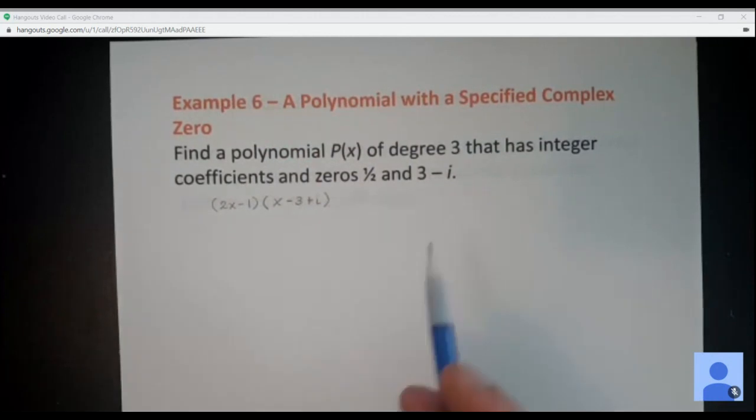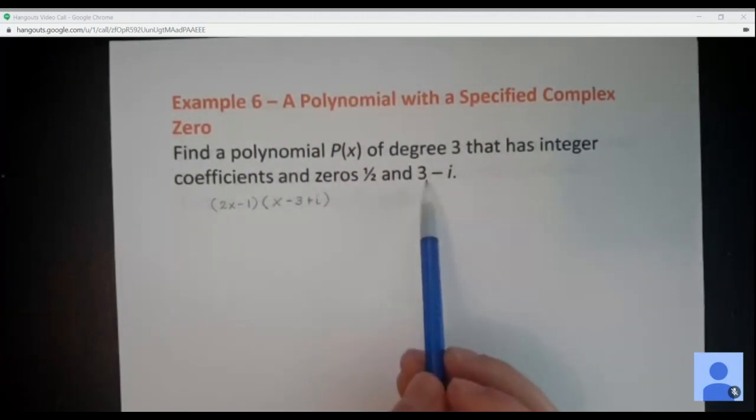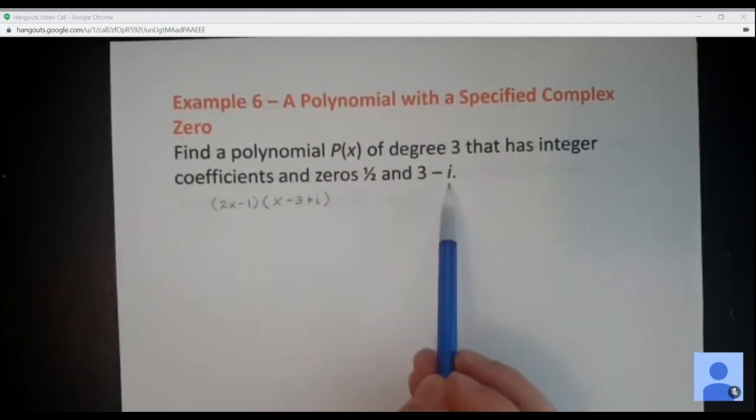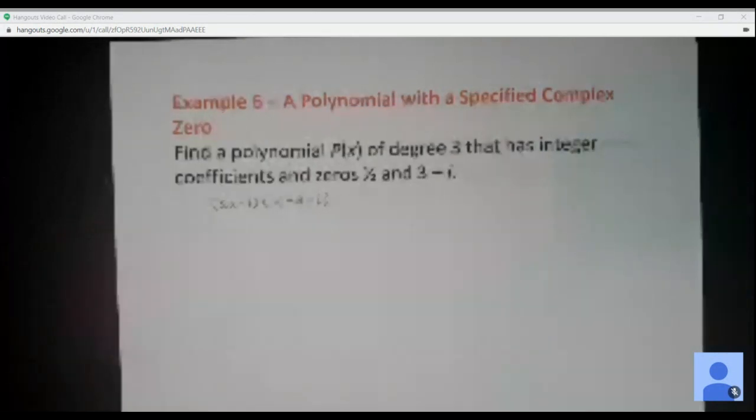So just anytime you've got a complex number like that, just make sure when you put it into your factor, both of these values are going to change sign. And so that's what we're going to get. Now, if we're looking for a polynomial of degree 3, how many factors do we actually need here? We need 3, right? Right now, we've only got 2. So now we've got to figure out, well, what's that third factor going to have to be?